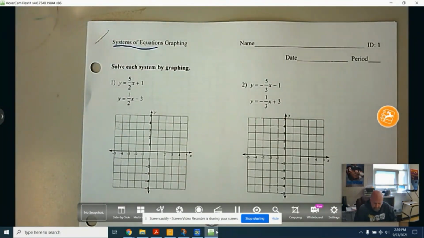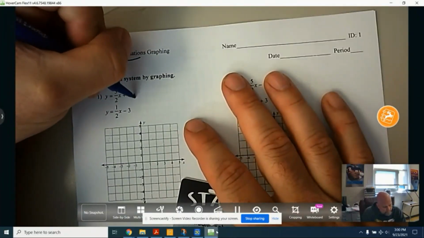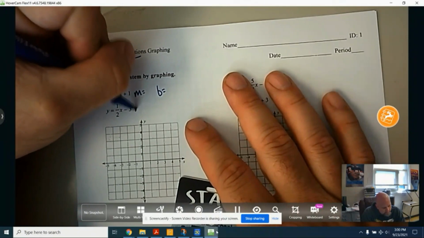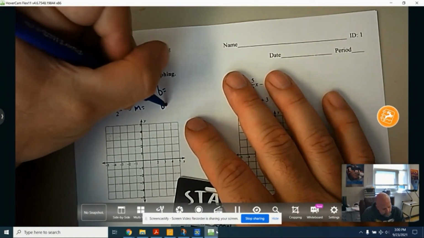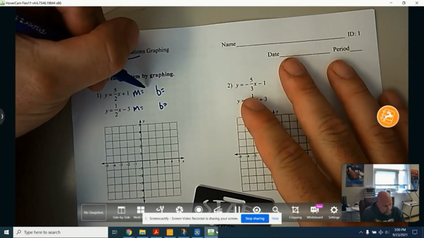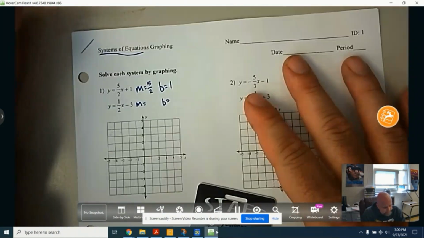Okay, so for today, we're going to put both of these equations on the same grid. I'm going to start off with number one. I'm going to write down m equals, b equals, same thing we did last chapter, m equals, b equals for both of the lines. For number one, first equation, my m, my slope, is 5/2, my b is 1.